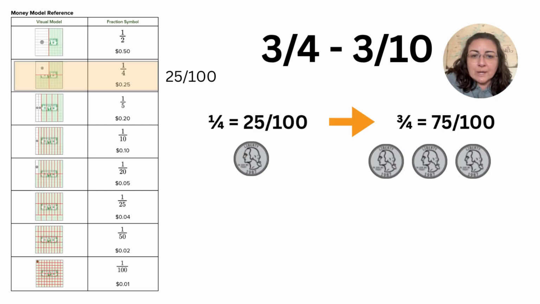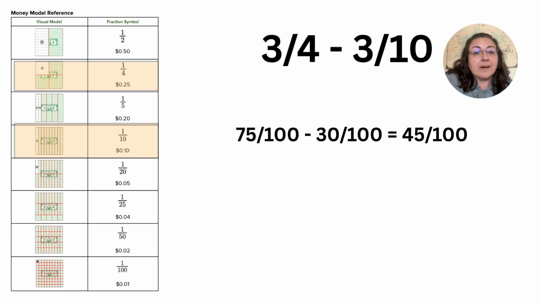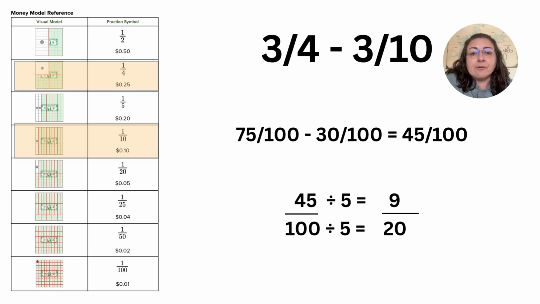I also know that 1/10 of a dollar is 10 hundredths. So 3/10 is 3 times as much, or 30 hundredths, because I'm working with 3 dimes, not just one. I now have my common denominators and can subtract my numerators. 75 minus 30 equals 45 hundredths. Simplified down, this is 9/20ths.